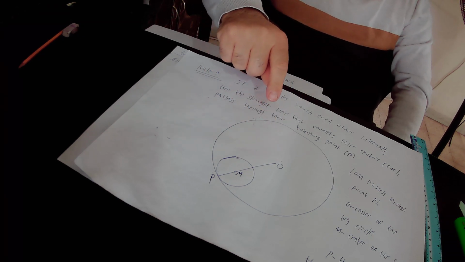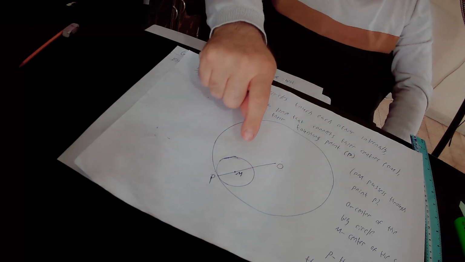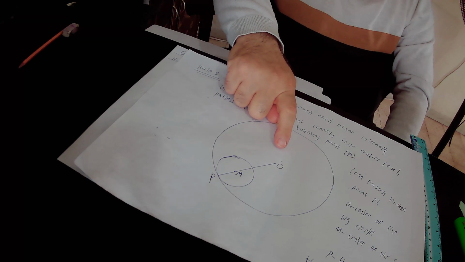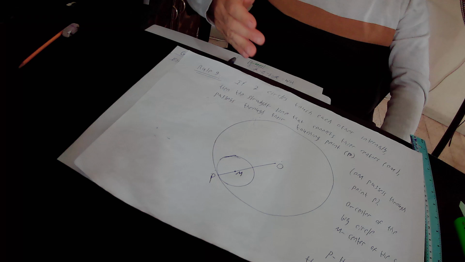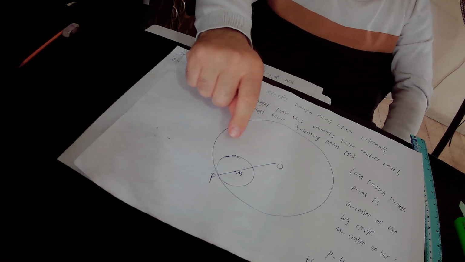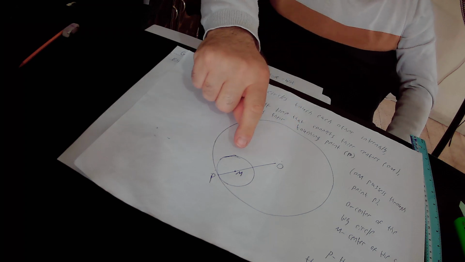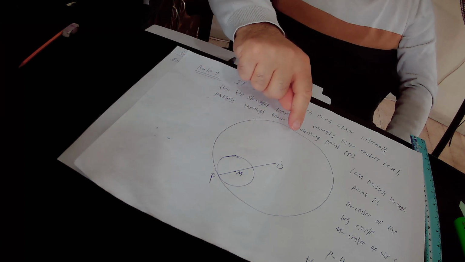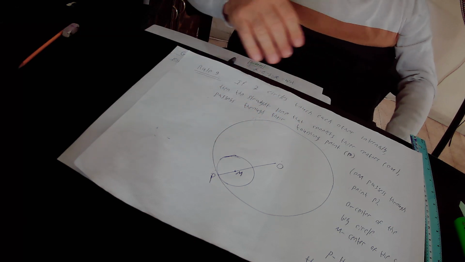Why? Because O is the center of this big circle and M is the center of this small circle. The straight line that connects the centers together is the straight line OM. And according to rule 9, the straight line OM must pass through point P, that is their touching point. So OMP is one straight line according to rule 9.